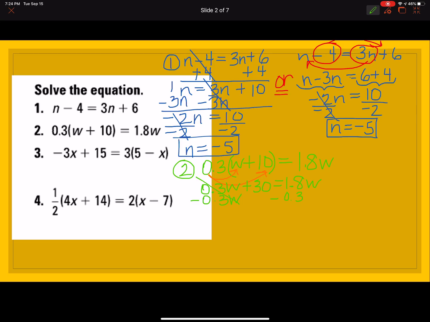I'm going to have to do the same process on the other side of the equal sign. Now I'm going to bring down my 30 equals, and I'm going to put into my calculator 1.8 subtract 0.3. And that simplifies to 1.5 W. At this point, I'm going to undo the multiplication with division. And I'm going to divide 30 by 1.5 as well. Put that into your calculator, and you should get 20 equals W, or W equals 20.